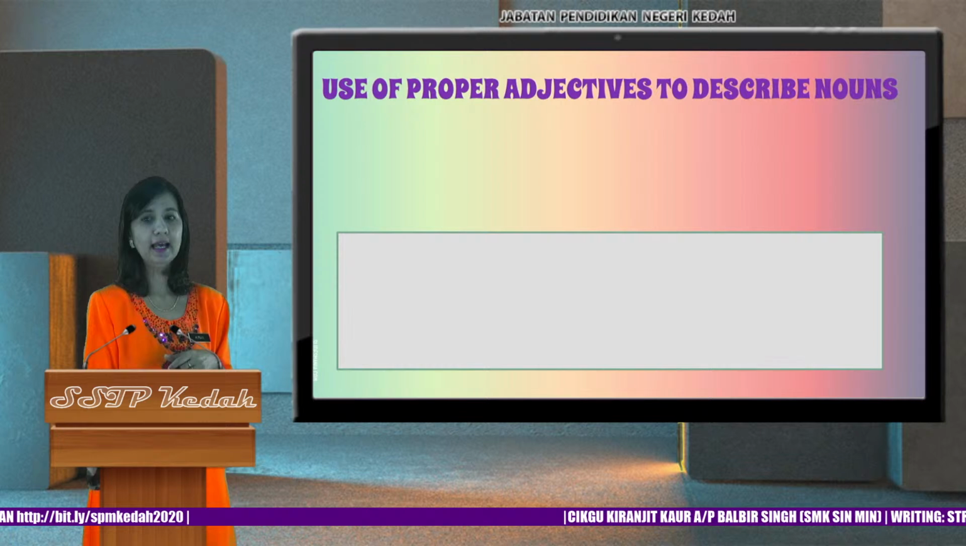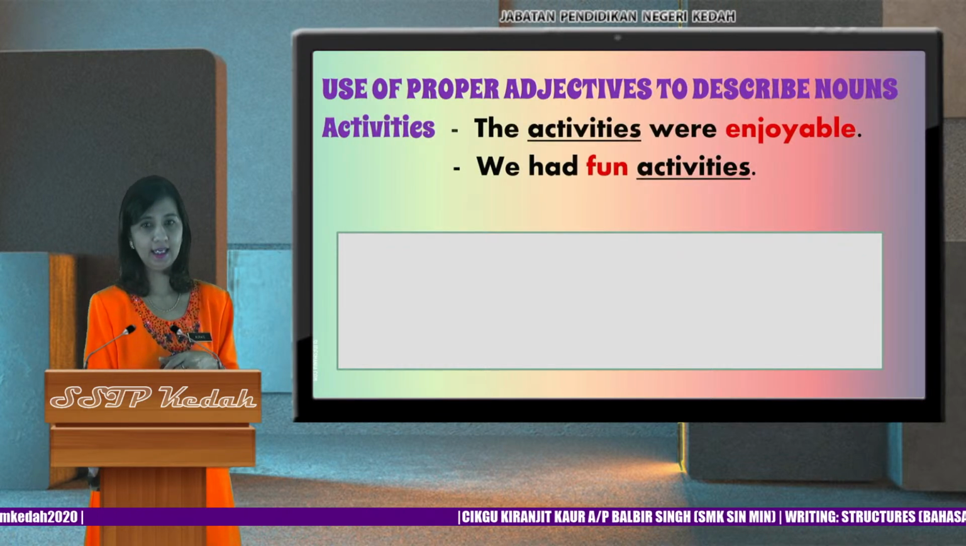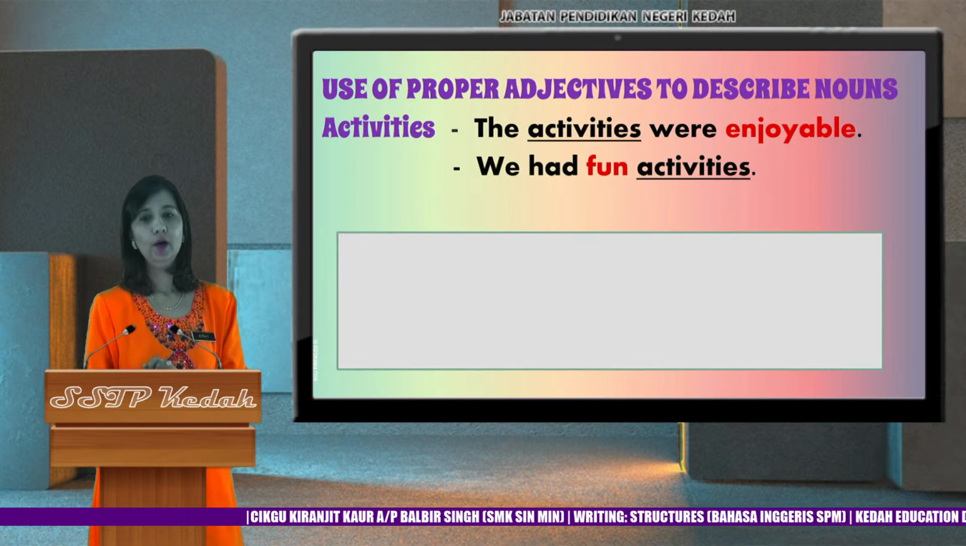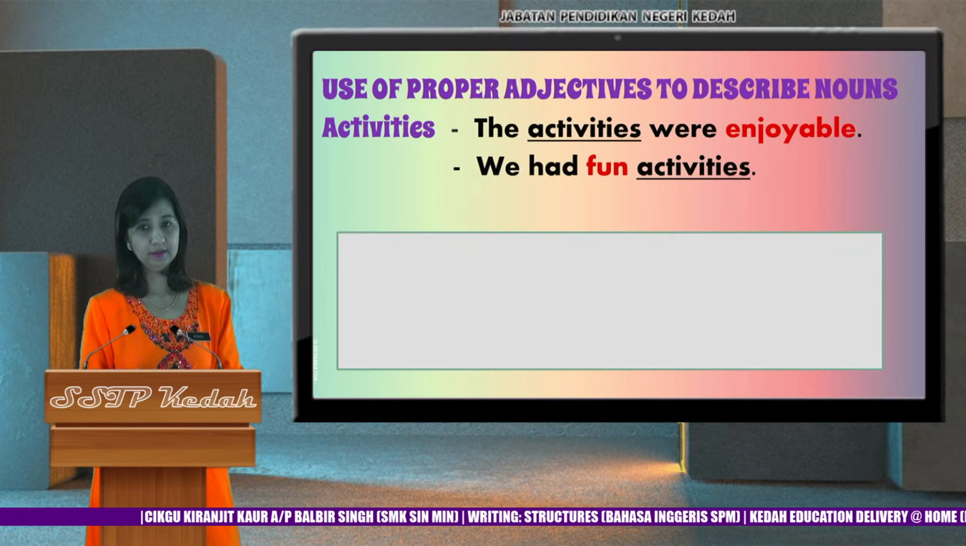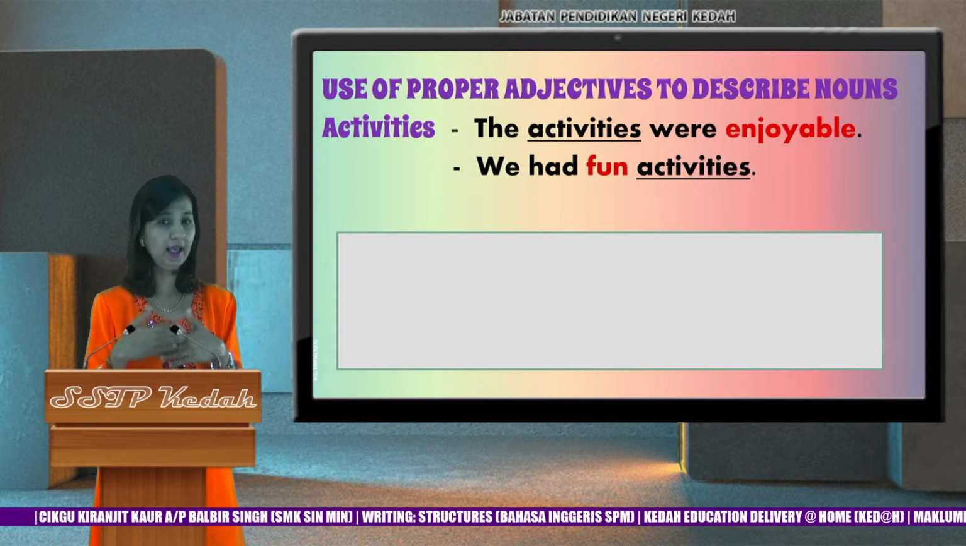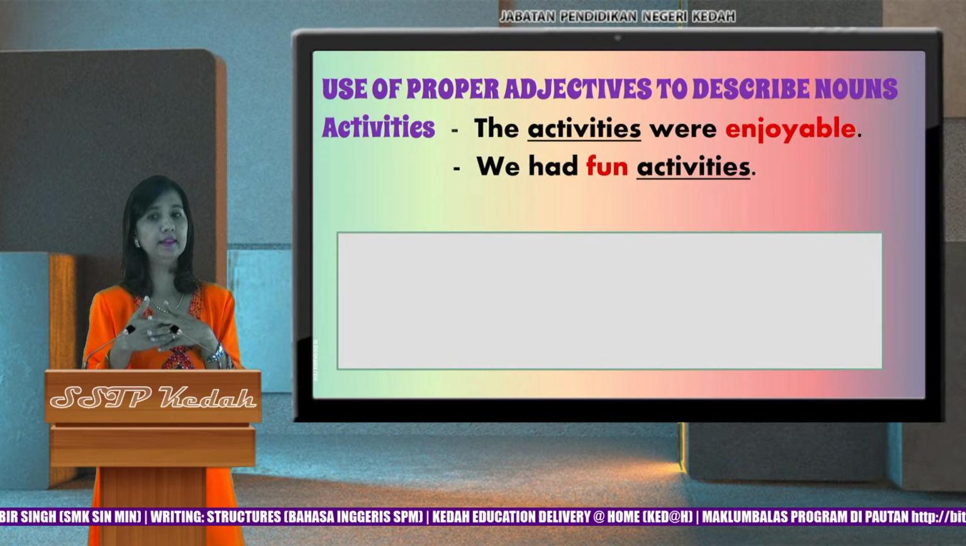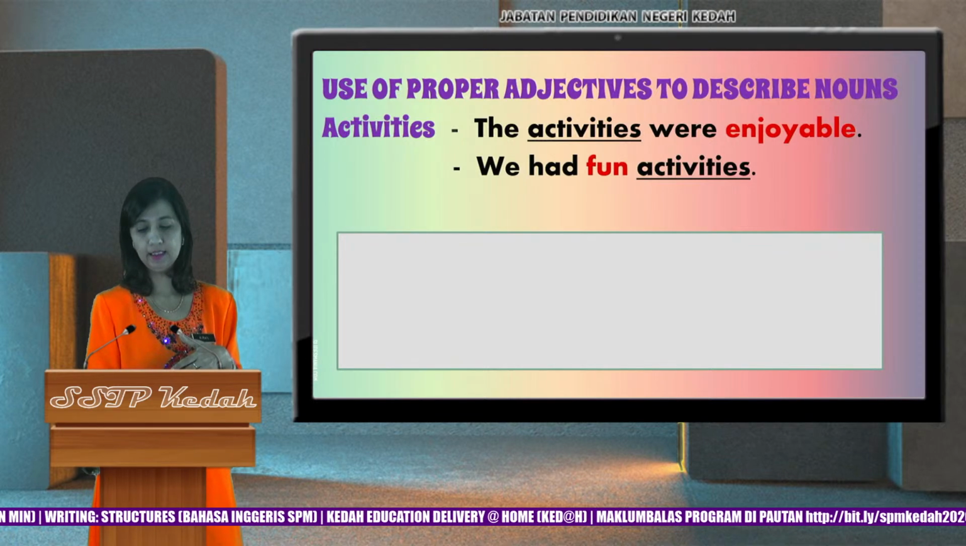Use of proper adjectives to describe nouns. Okay, now let's look at these two sentences. The activities were enjoyable. Or another way to write is we had fun activities. These two sentences mean the same. They are just written in a different way.